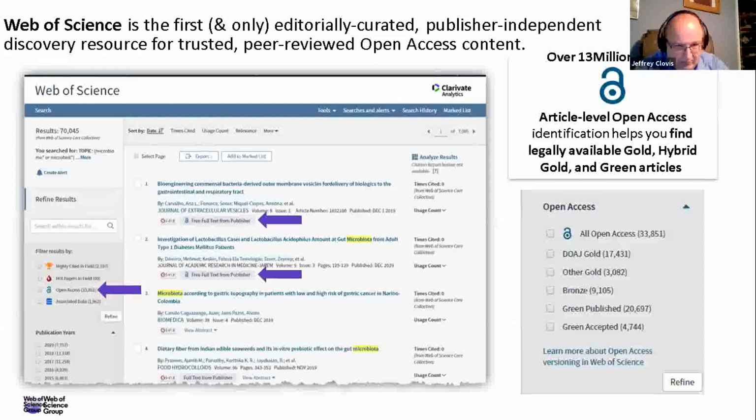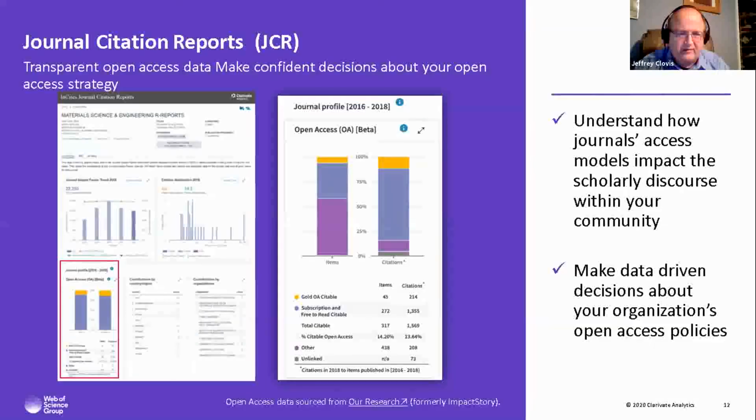This is an example of the open access in the Web of Science. So you see that over to the right, you can filter by type of open access. So you can not only get the full text, the PDF, but you also get the ability to filter by type of open access. And this is also included in our research analytics suite of products as well.